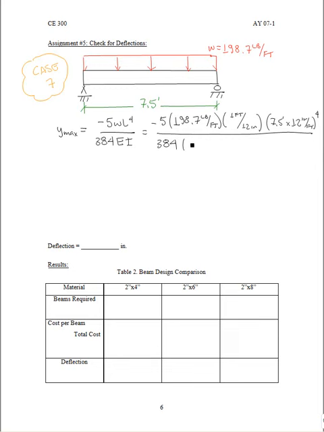Modulus of elasticity for this material is 1.29 times 10 to the 6th psi, and our moment of inertia for this cross-section, as we found in table A-15, is 57.1 inches to the fourth. When we evaluate that expression, we find that it is negative 0.192 inches, which means 0.192 inches down at midspan.